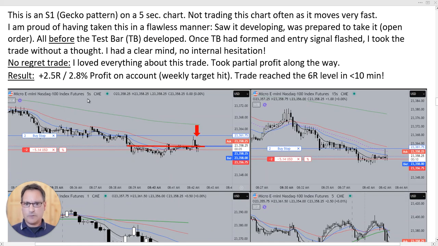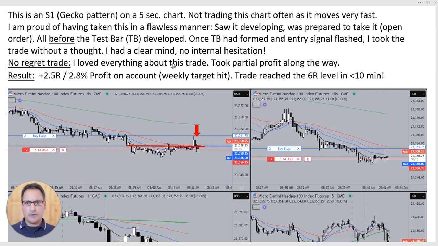What we see here is the 5-second chart, and this is the pattern, the S1 pattern. But what we want to focus on today is the test bar. This is the test bar. This is an excitable price action event. In this case, it's a single bar event with the wick on the top. That's the ideal shape of a test bar.